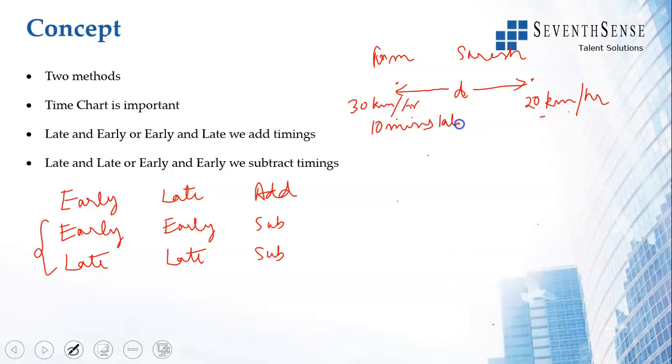It's the next question. But if it's 20 kilometers per hour, Suresh would have been 30 minutes late.